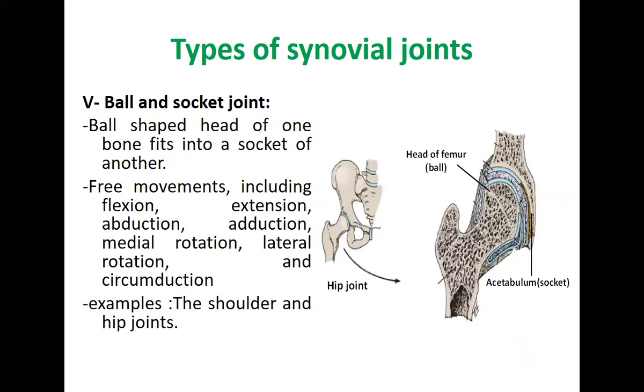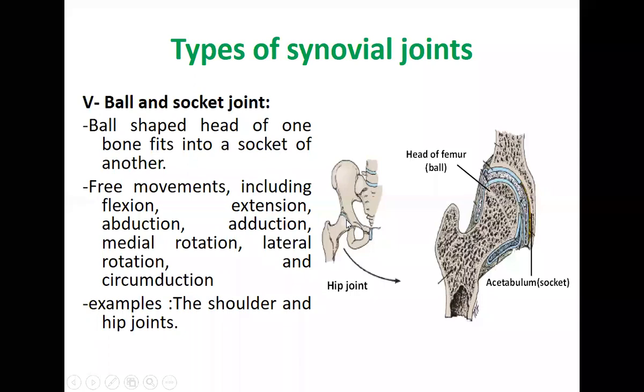Now going to the fifth type of joint, the most important and common type of joint. This is called the ball and socket type. Today we saw the femur. You saw the head of the femur. So that is the ball. The head of the femur acts as the ball.